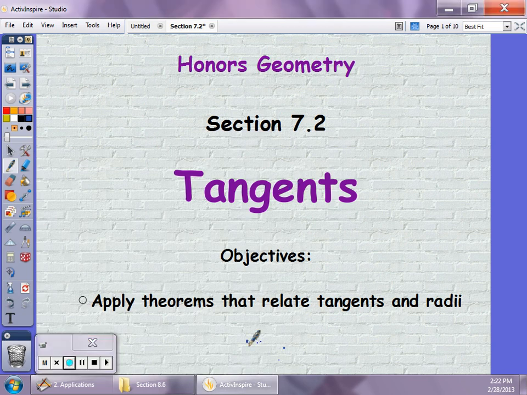Today's honors geometry lesson is on section 7.2, tangents. The objectives are to apply theorems that relate tangents and radii of circles.